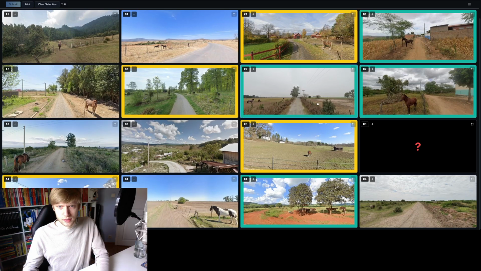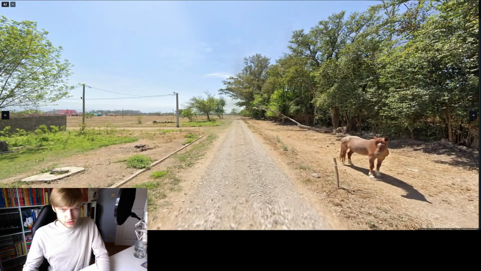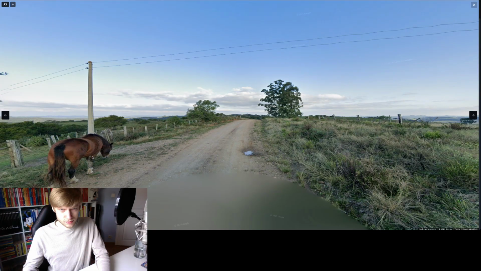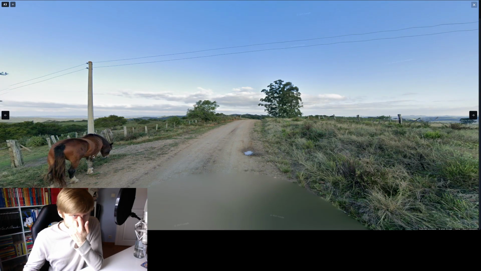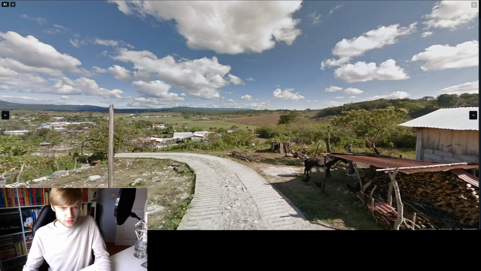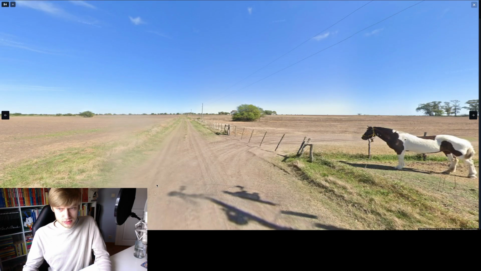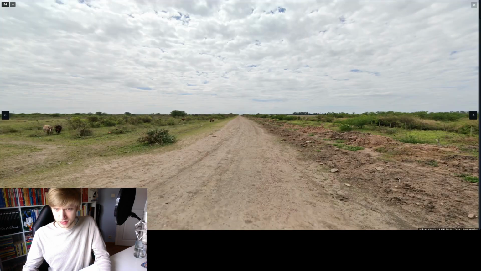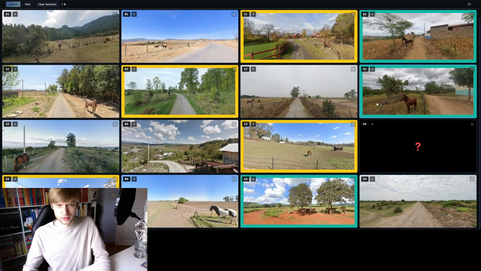This one. And... is this Brazil? I mean, I don't know about the pole. I would go Mexico on that. This looks like Argentina or something. Hang on. So let's say... these are Brazil.